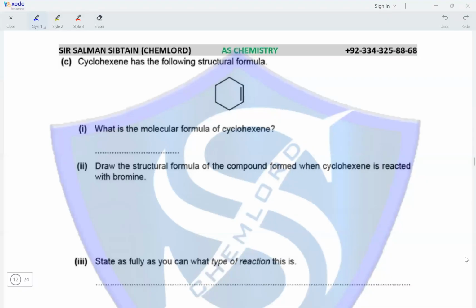Cyclohexene has the following structural formula. What is the molecular formula of cyclohexene? So this contains 6 carbon atoms and 2, 4, 6, 8, 9, and 10 hydrogen atoms. Draw the structural formula of the compound formed when cyclohexene is reacted with bromine. So bromine will add on to both the carbon atoms with a double bond on them. So this will result in the double bond no longer being present.